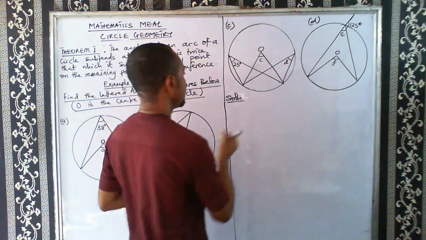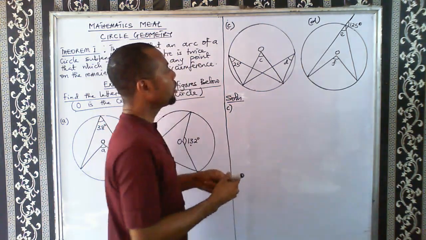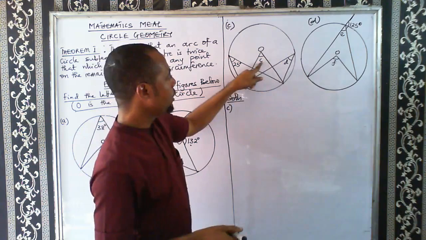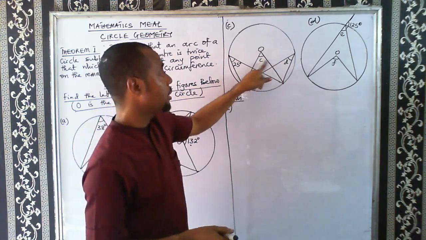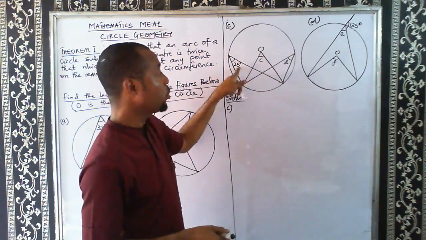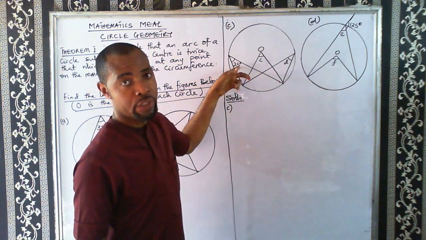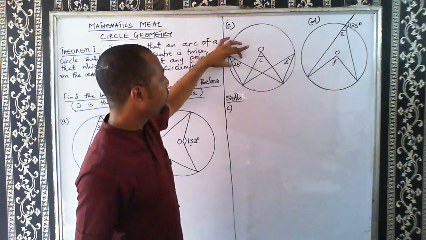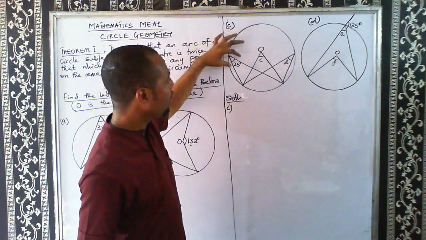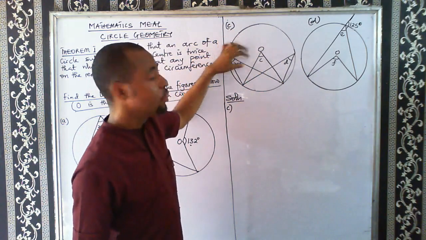Okay, question C. We are looking for C and D. C is angle at the what? At the center. D is angle at the circumference. And 25 degrees is angle at the what? Circumference. So we move from the known to the unknown. How can we use this known angle to find C?